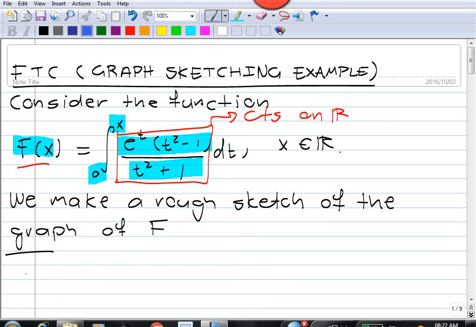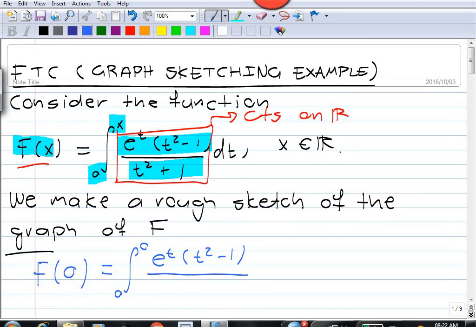Now the first thing we can note is that we can in fact calculate at least one value of f explicitly, and that is f at 0. By definition, f of 0 is the integral from 0 to 0 of e to the t squared, times (t squared minus 1) over (t squared plus 1), dt. And because we're integrating from 0 to 0, this integral is just 0. Now this is the only value for x we can calculate without having to evaluate a very difficult integral.